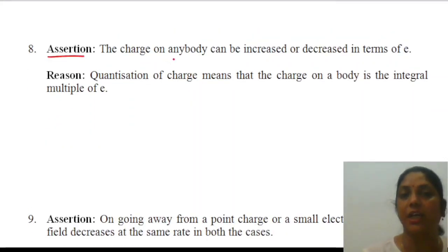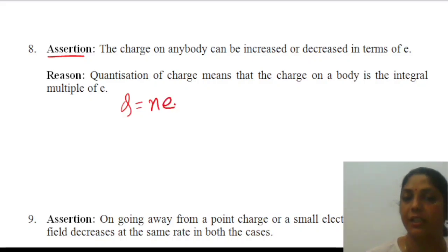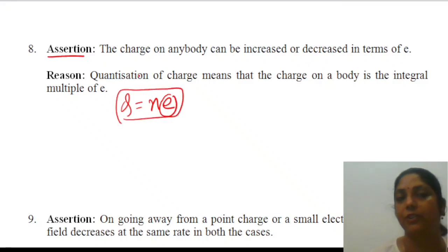Assertion: the charge on any body can be increased or decreased in terms of e. Yes, quantization of charge. Total charge on any body is an integral multiple of that fundamental charge. Fundamental charge means the smallest value of charge, which is what? Charge of an electron, e. So q equal to ne, you know quantization of charge. According to this, you find whether this statement is correct or false.